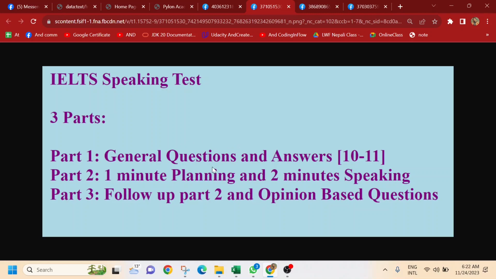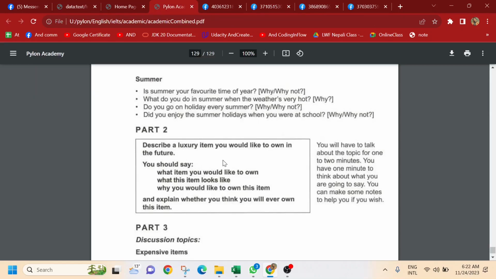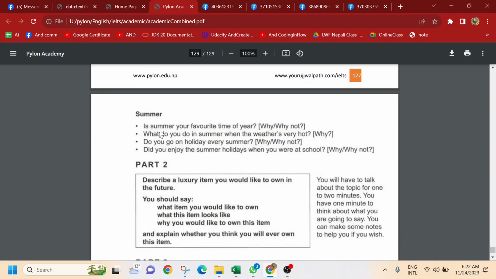Let's review these kinds of questions as per the Cambridge book. So here is an extract from a Cambridge book for IELTS speaking. We can see this is part 1, and it is about summer. Let me read out the questions. Is summer your favorite time of the year? Why not? Next, what do you do in summer when the weather is really hot? Do you go on holiday every summer? Next question, did you enjoy the summer holidays when you were at school?